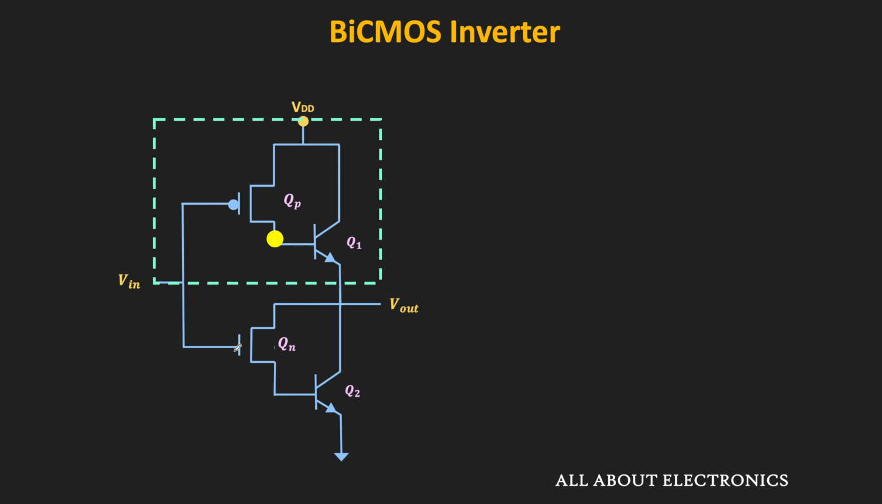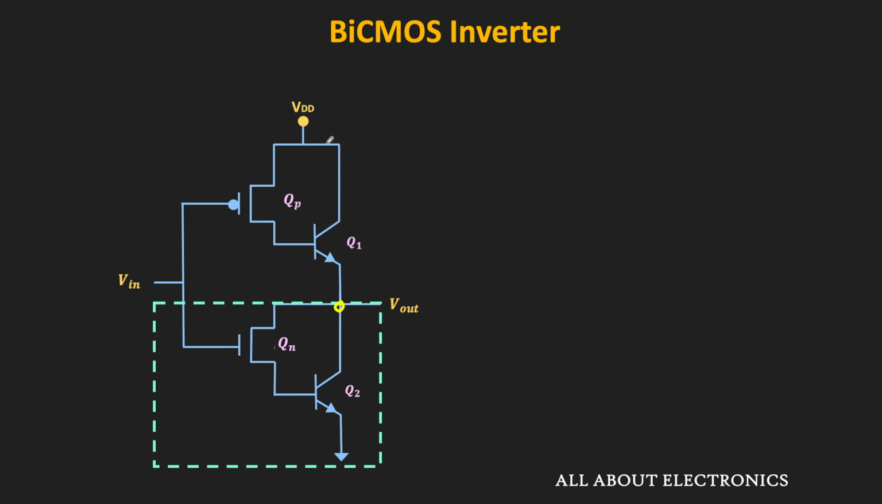As you can see, the output of the PMOS transistor is driving the NPN transistor. That means the base of the NPN transistor Q1 is connected to the drain of the PMOS transistor, and the emitter of Q1 acts as the output. The collector of Q1 is connected to VDD. Similarly, one end of the pull-down network is connected to the output side. That means the drain of the NMOS transistor is connected to the output side, and the source terminal is connected to the base of Q2. The collector terminal of this NPN transistor Q2 is connected to the output side, while the emitter is connected to the ground terminal.